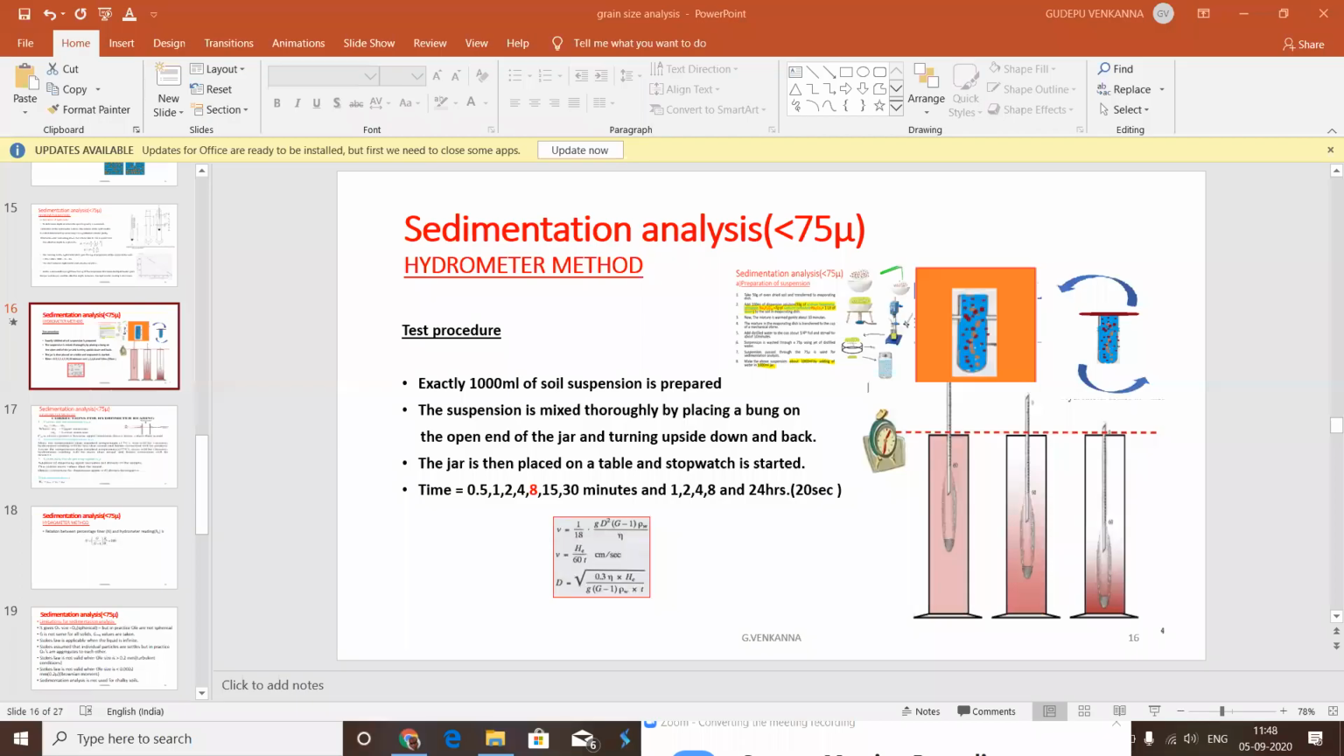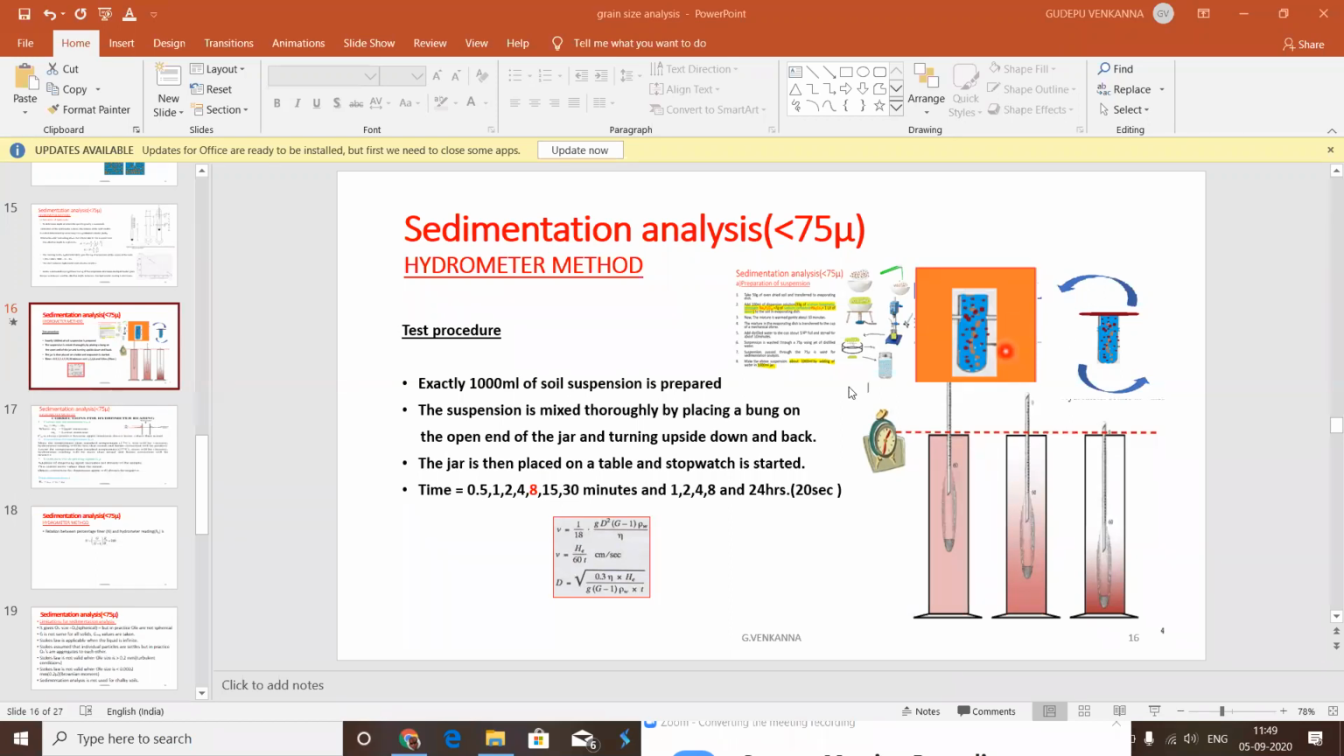Okay, sedimentation analysis. In the last lecture we discussed the hydrometer method completely. I will briefly explain the hydrometer method again. The same soil suspension of 1000 ml is used in the hydrometer method also. First, we take this 1000 ml soil suspension in a jar and bring it to a constant temperature of 27 degrees centigrade.